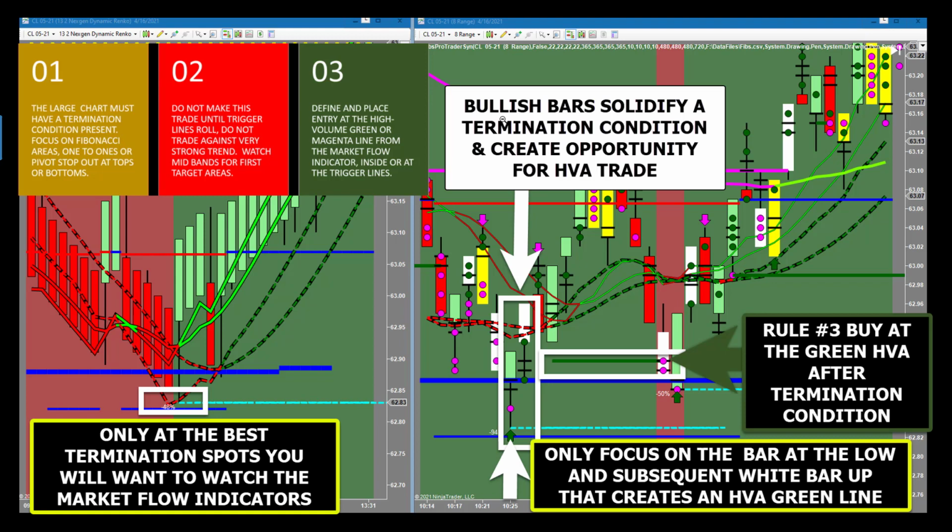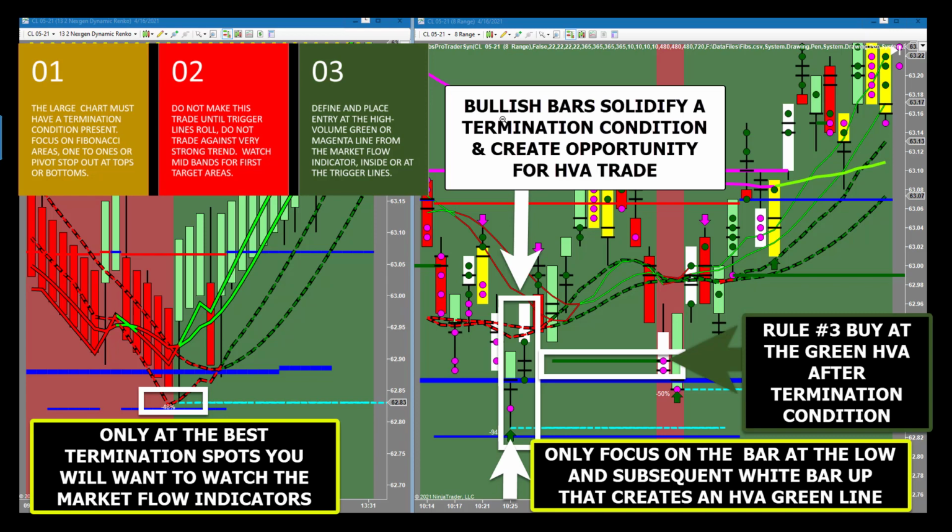For new users, the easier trade comes when the market makes a retracement to the green HVA line. The limit order to enter is placed just above the green HVA line. The entry is filled as the market reaches the green line. The next bar up is another market flow long signal. This is a quite common occurrence when the market flow signals from the termination condition at the edges were so strong.